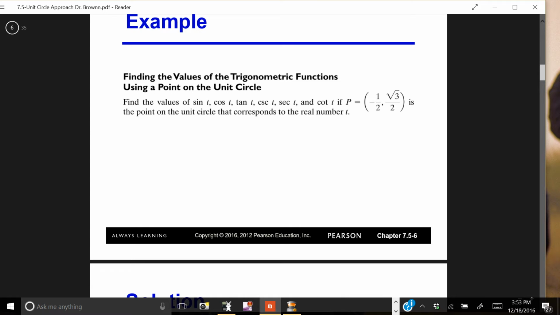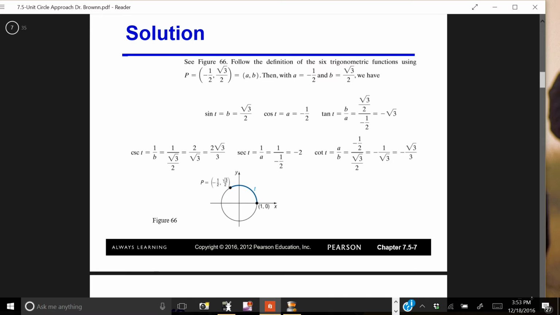Now we want to find the values for this point on the unit circle, which is minus a half, the square root of 3 over 2. And we want to find the values of all the trig functions. So just following along with the definitions, for the point minus a half and the square root of 3 over 2, therefore a is minus 1/2 and b is the square root of 3 over 2.